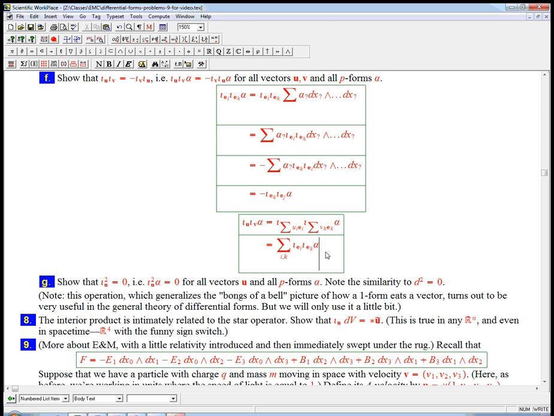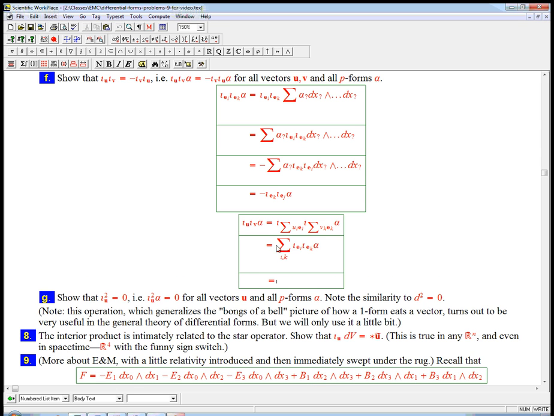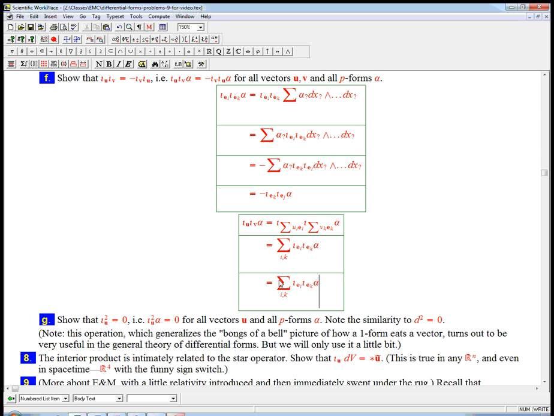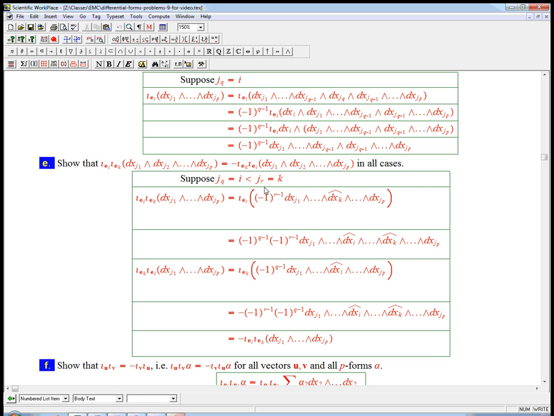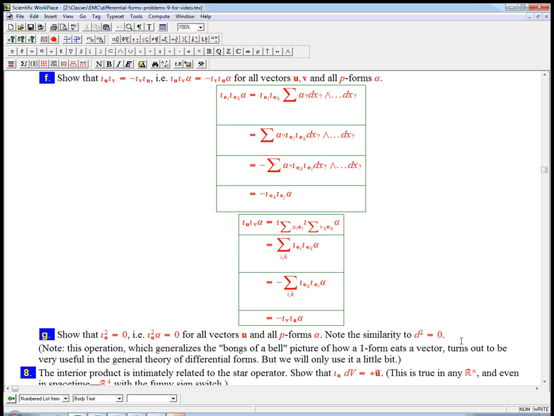Well, guess what? I can switch the order here and then repackage. So it's the same deal. It's linear in everything. It's a linear condition we're trying to prove. When that's true for the basis vectors, it's going to be true for everything. And that's just going to repackage up to be i_v i_u alpha. So let's just write it down. v and u with a minus sign. So basically, once we knew this was true for the basis forms, you could just say, by linearity, it's true for everything else. It's a very standard kind of argument.